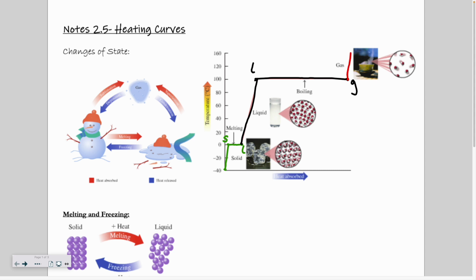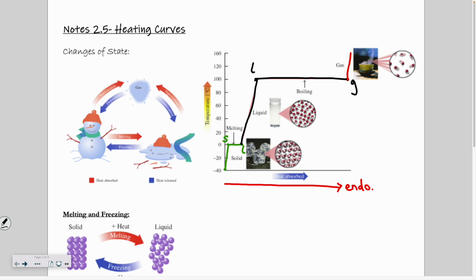All right, so all of these processes, whether you're increasing temperature or you are melting or vaporizing or boiling, require energy. Energy, as I'm moving from left to right on this graph, is increasing because I'm putting energy in. So we call this an endothermic process. Endothermic meaning you're putting in energy.